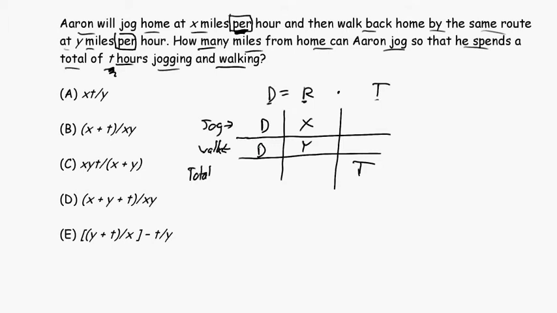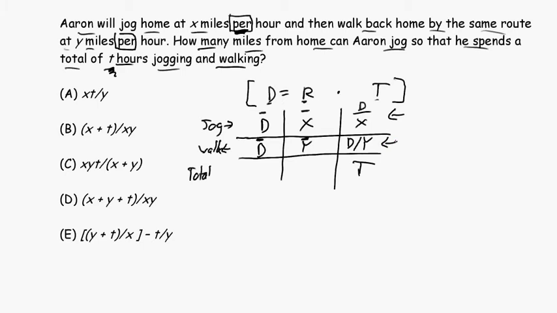What do I mean by manipulating the grid? Well, I know, once again, going back up to the top here, a distance is equal to a rate times a time. If that's the case, then I can take this D here and this X here, and I can divide, and I can end up with D over X. In addition, I can take this D here and this Y here, and I can divide and get D over Y. So I know that this represents the time for him jogging, this represents the time for him walking.